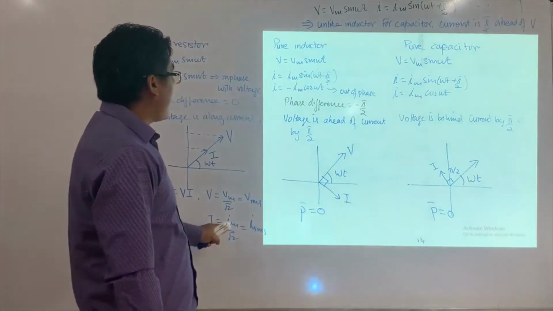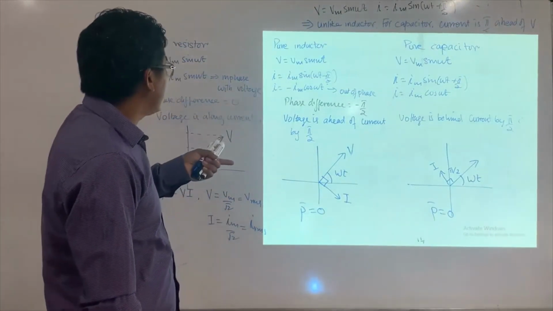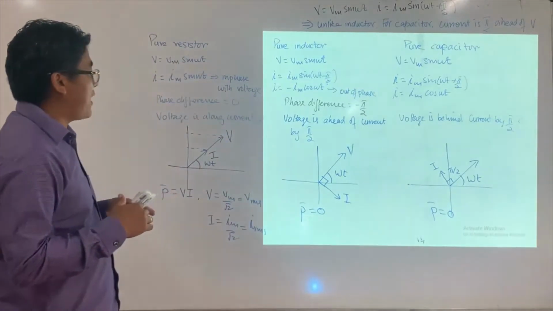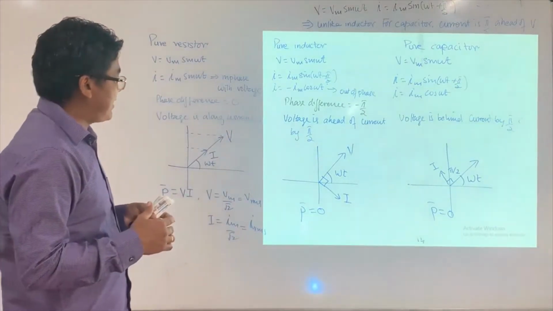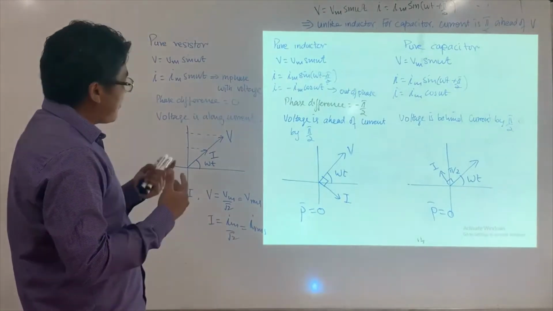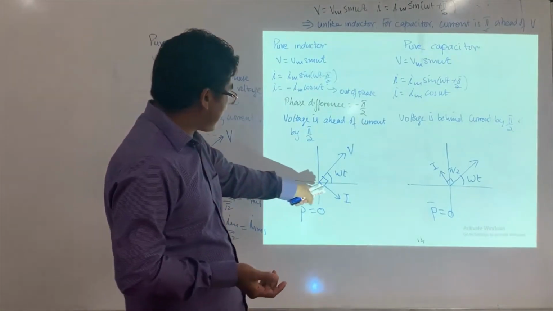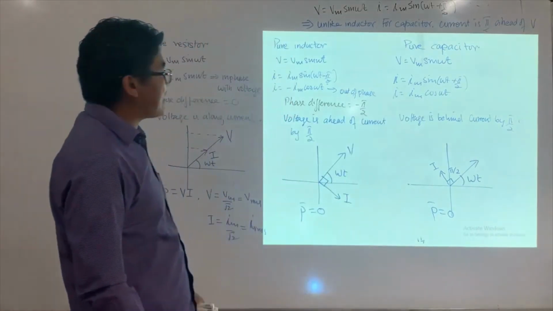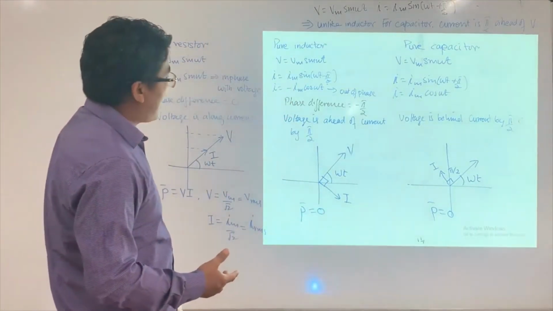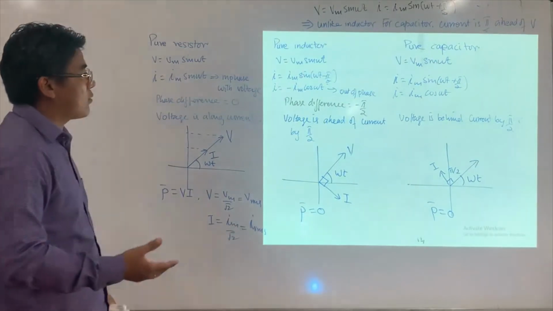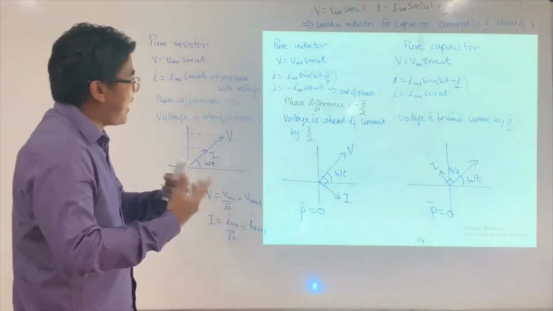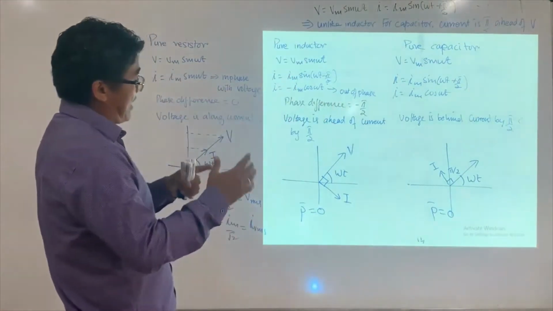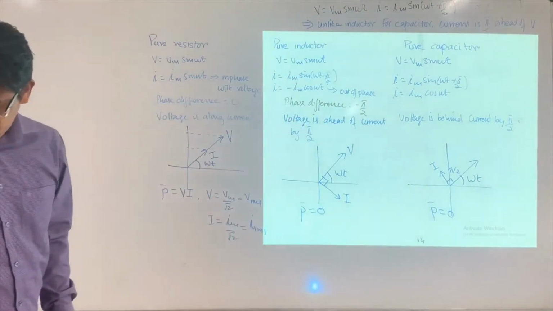In the case of a pure inductor, current is behind voltage by pi by 2, and average power is 0. This is the phasor representation. In the case of a pure capacitor, current is ahead of voltage. That is, voltage is behind, current is ahead. So this is what we have.